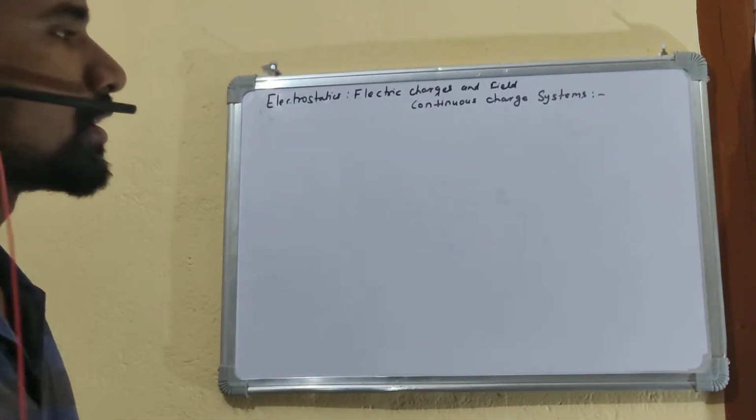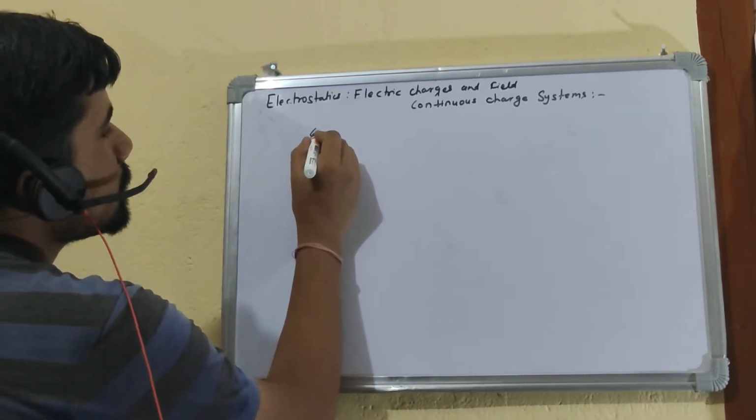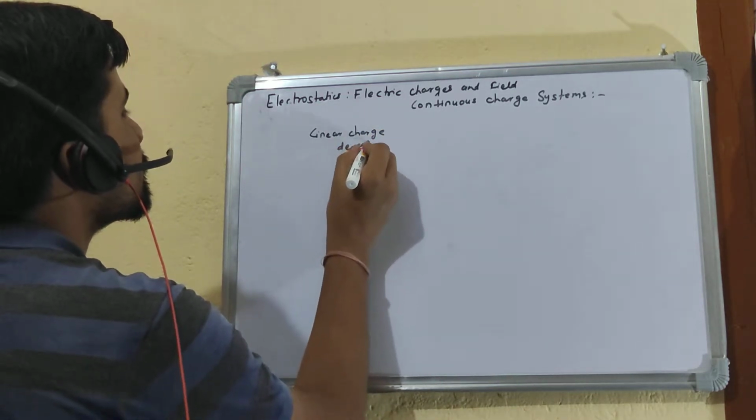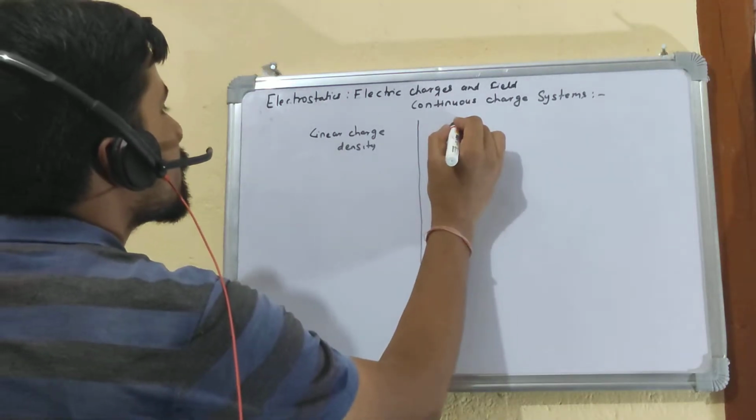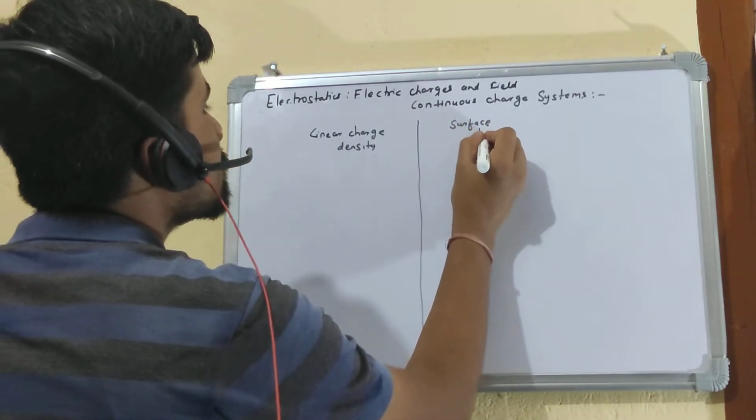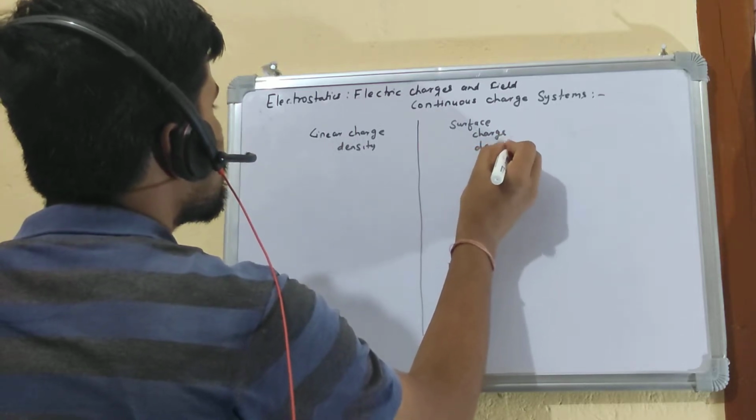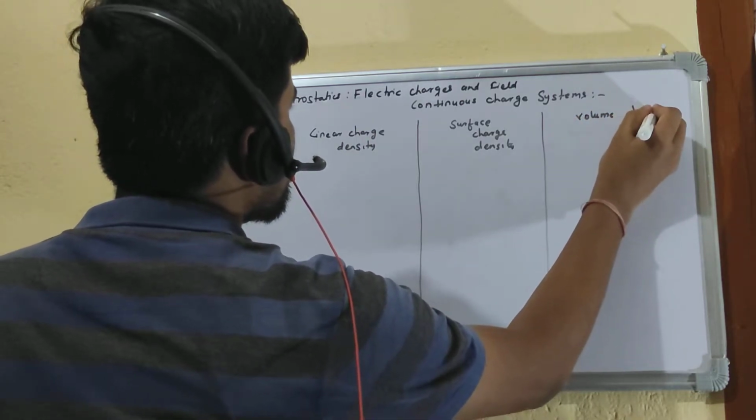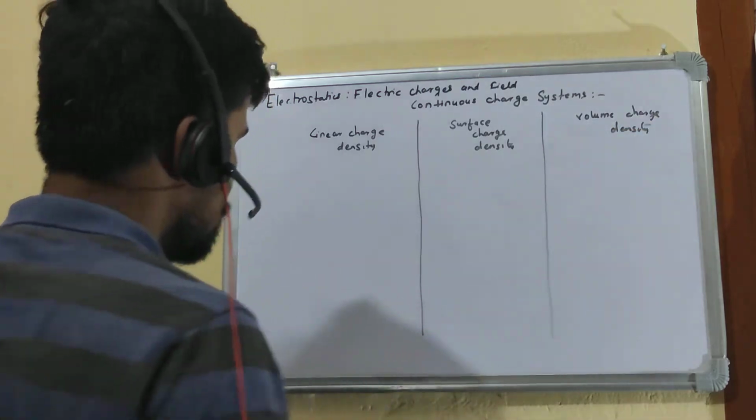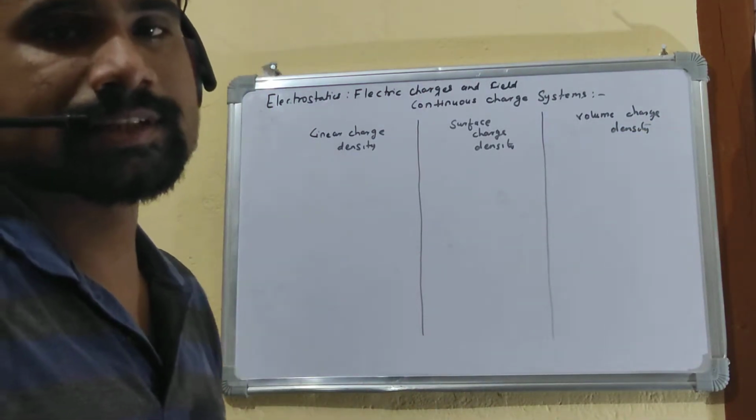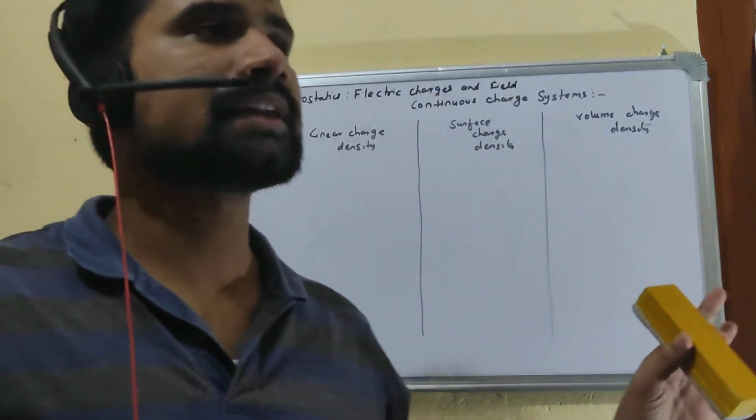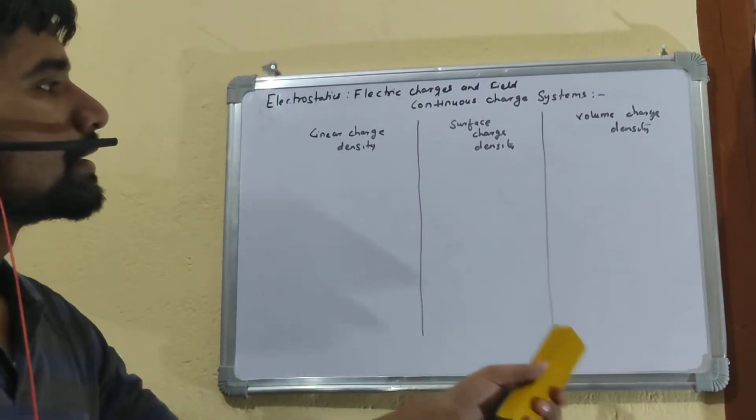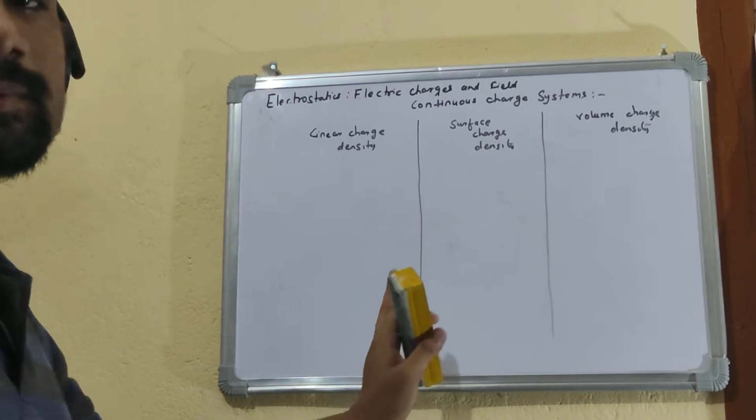So now we have three terms in continuous charge systems, right? One is linear charge density. Then we have surface charge density. Then we have volume charge density, right? You would have come across this term density. We would have seen that density is nothing but mass per unit volume or things like that. But here again, this density is also a ratio, but this is in terms of charge, right?